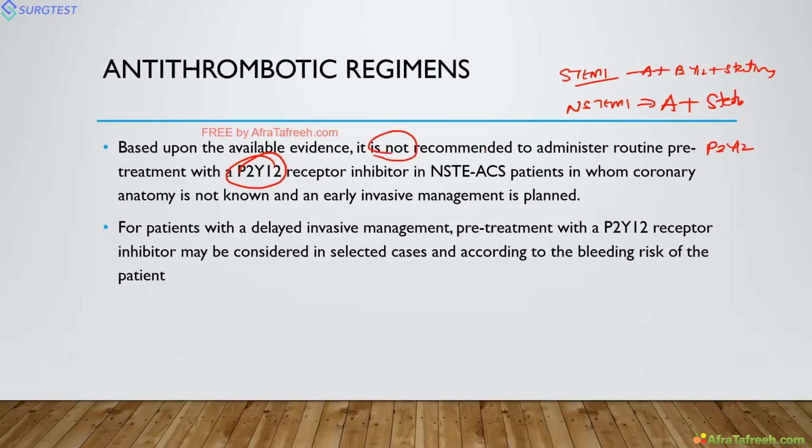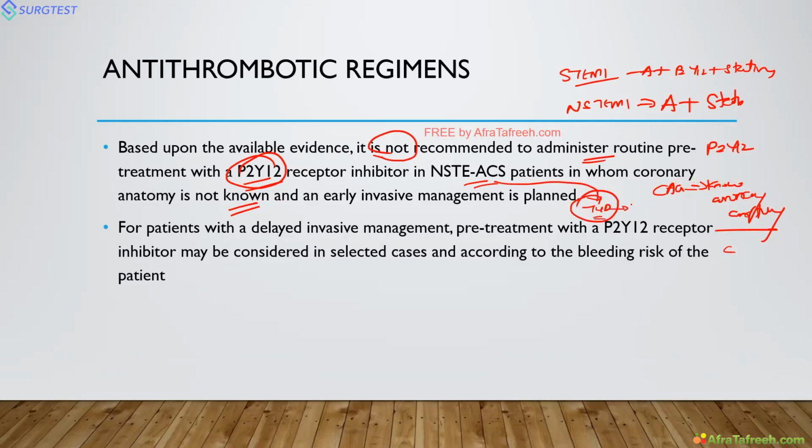Based on the evidence, it is not recommended to administer pre-treatment with P2Y12 inhibitors in patients whose coronary anatomy is not known. Whenever we have to do a CAG, you have to know the coronary anatomy and then give the other drugs, which is clopidogrel, prasugrel, and so on. Because, as I told you, a patient with ACS may have triple vessel disease, an unfavorable anatomy. Whenever you do a CAG and you see triple vessel disease which is not amenable to PCI, you have to do CABG. At that time, if you have given a P2Y12 inhibitor, you have to delay the surgery for 5 to 7 days based on the drug.